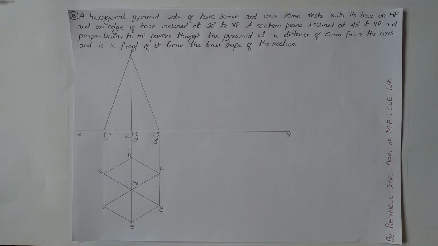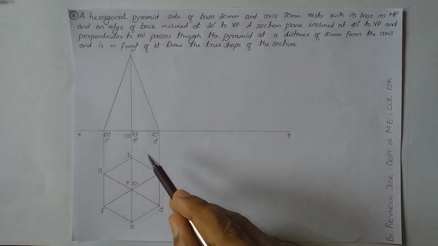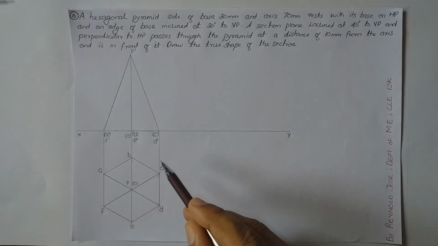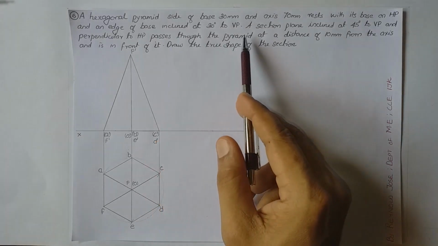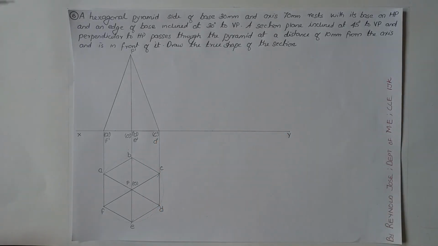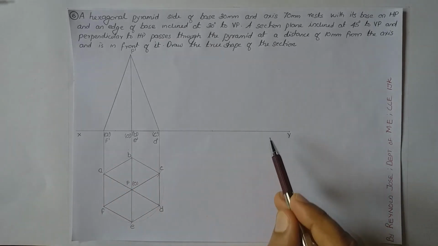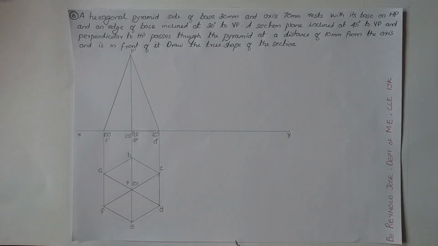The solid is resting on its base on HP. So that is why in the top view you can see the base shape, which is a regular hexagon in the top view, and an edge of base is inclined at 30 degree to VP. So here in this case the edge AB and the edge BC, they are inclined at an angle of 30 degree with respect to the VP.